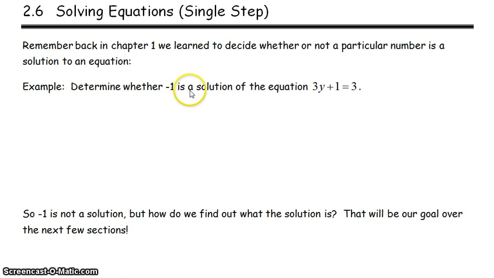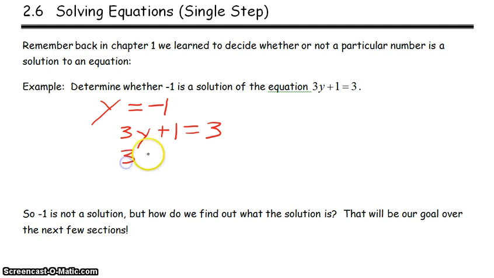Now, with this set of directions, it's telling us that y is actually equal to 1. Well, actually it's -1. y actually equals -1. Now, what we want to do is take this -1 and substitute it in this equation here. So we will write the equation down: 3y + 1 = 3. Now we substitute in -1 for y.